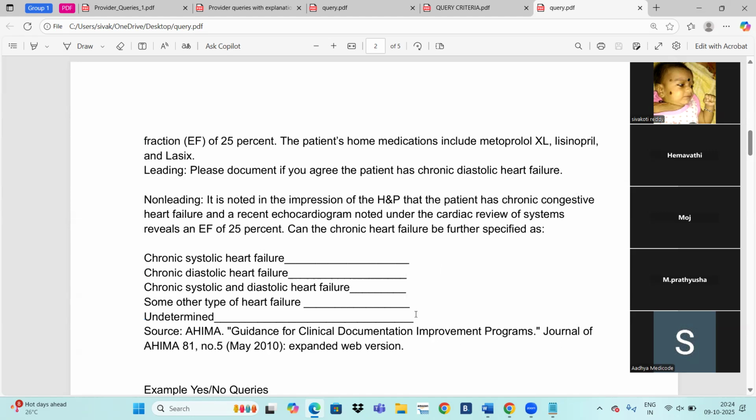Now, how do we need to ask? You need to mention all the clinical options. All we need to provide: like chronic systolic or chronic diastolic, chronic systolic and diastolic, some other type or undetermined type. If you give multiple options to the provider to specify the diagnosis, it should be a multiple choice query. If you give multiple options, there is no limit for the options.